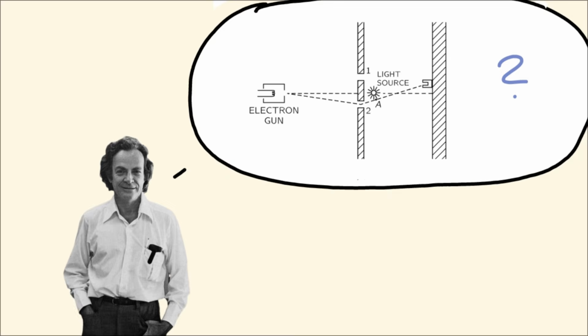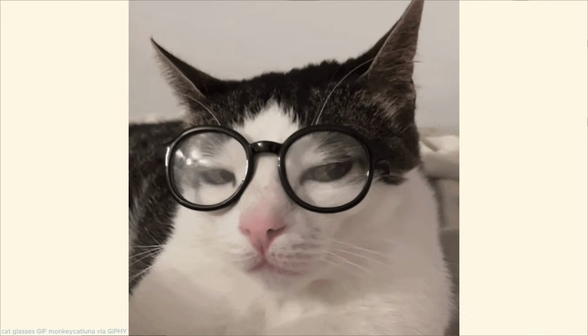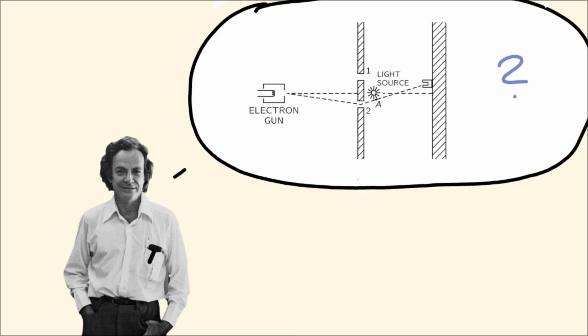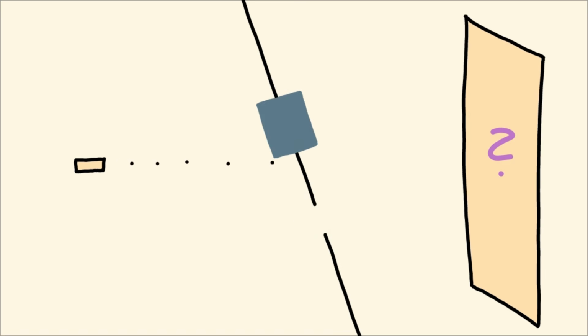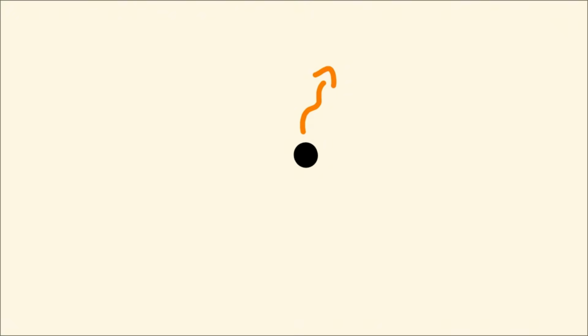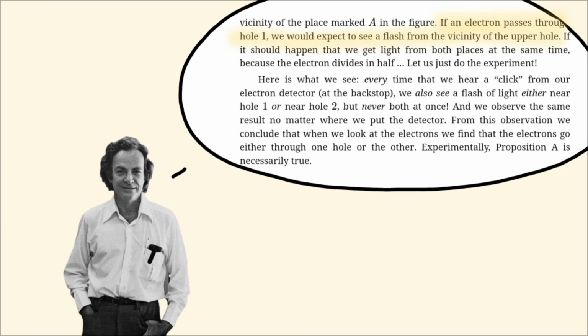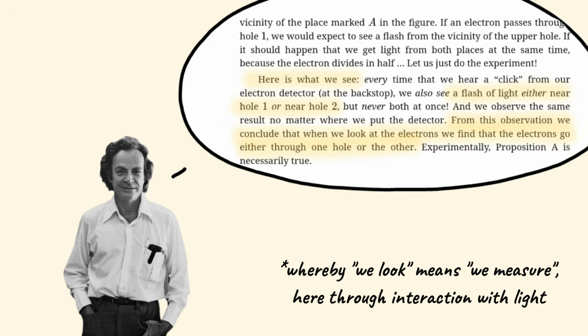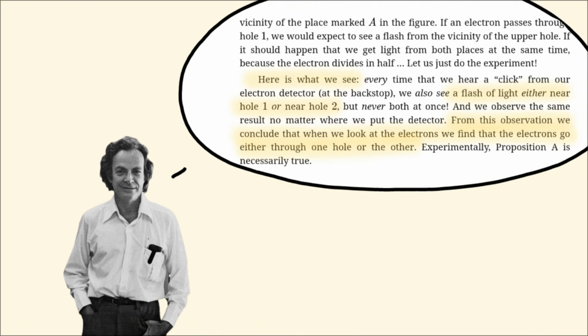So what comes next? Now the Feynman lecture tells us what supposedly happens if you measure which slit the electrons go through. You could block the two slits one at a time, or you could watch the electrons with the help of a light source. The light would scatter off the electrons and you would see a flash in the region of the slit. If an electron passes through hole 1, we would expect to see a flash from the upper hole, and the other way round. Here's what we see. A flash of light either near hole 1 or near hole 2. From this observation, we conclude that when we look at the electrons, we find that the electrons go either through one hole or the other.